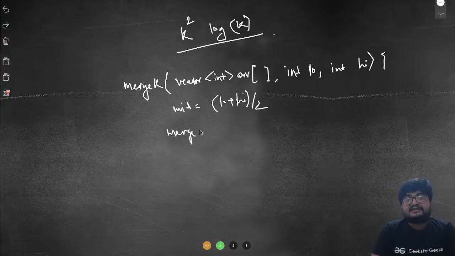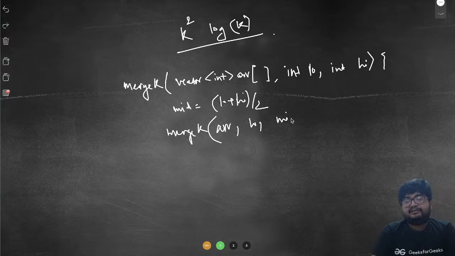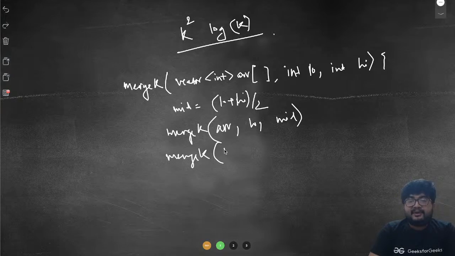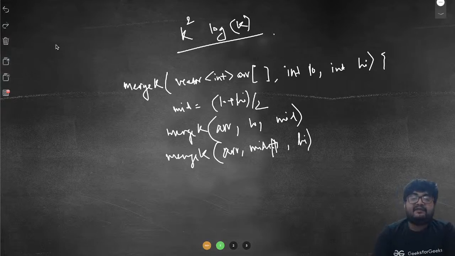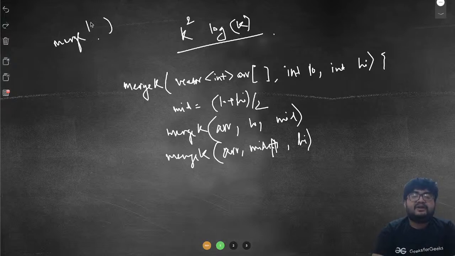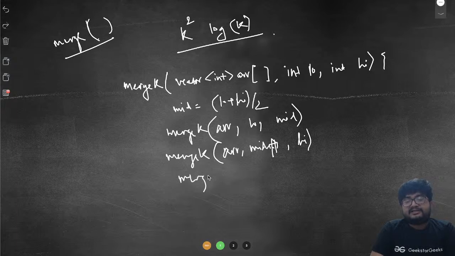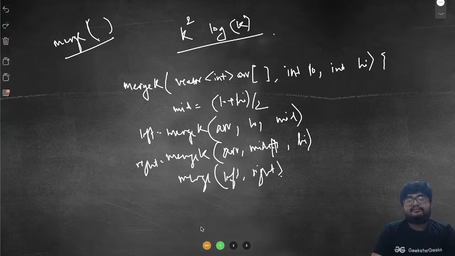First we'll merge k up to mid, so ARR low to mid. We'll merge k from mid plus 1 to high, so ARR mid plus 1 to high, and finally we'll have the merge operation. Merge will merge two sorted arrays, so let's call this left, let's call this right. So merge will finally merge the left and right. So this should be the pseudocode, right?